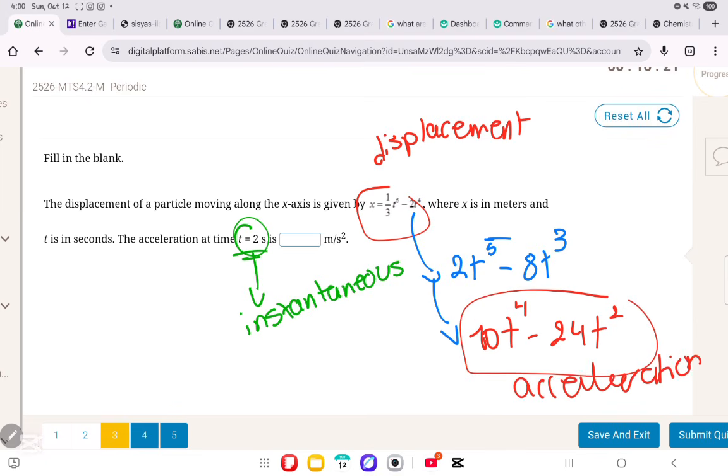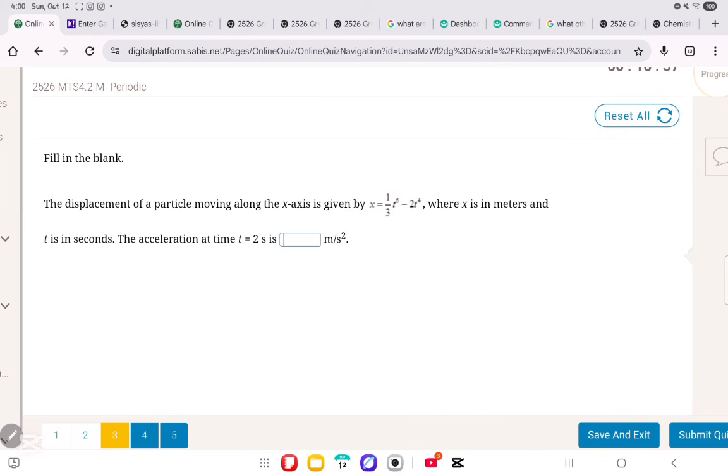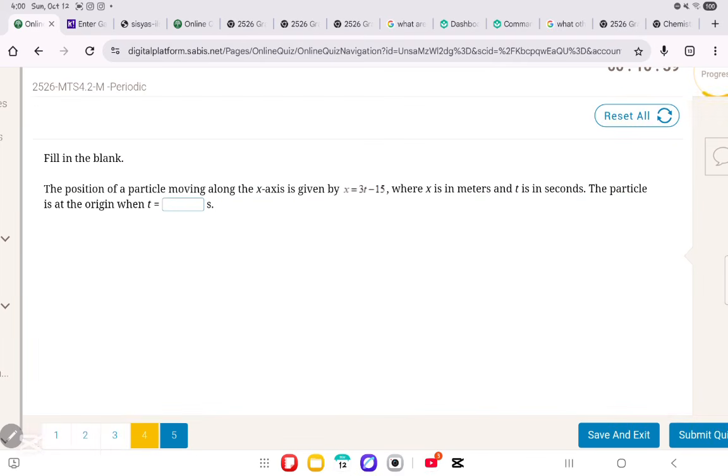Now what do we need to do? We need to find acceleration at 2 seconds, so we substitute t by 2. So it's gonna be 10 times 2 to the power of 4 minus 24 times 2 squared. So that's gonna give us an answer of 64 meters per second squared. We move on to question number 4.